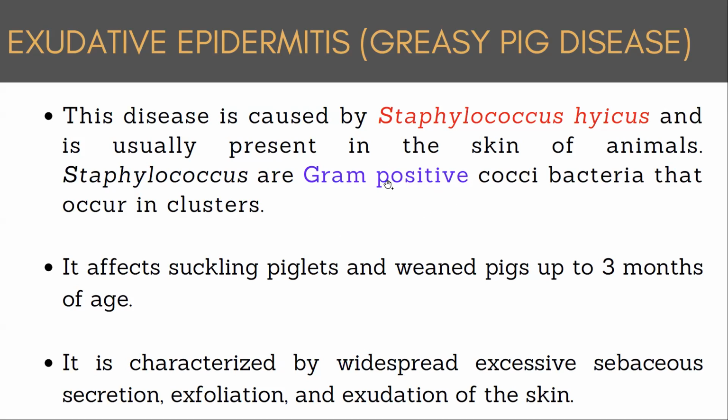So, kapag titingnan mo sa microscope, gram-positive bacteria will appear bluish to purplish in gram staining, and gram-negative bacteria will appear pinkish or magenta after mo mag-gram staining. So, yun yung purpose ng differentiation ng gram-positive and gram-negative bacteria.